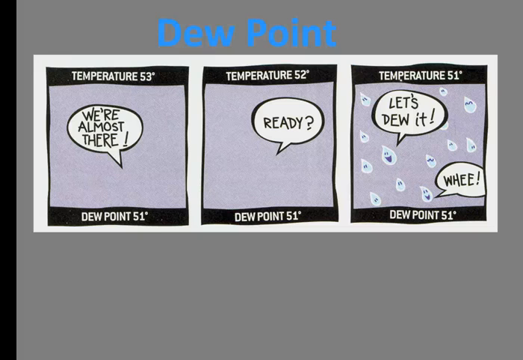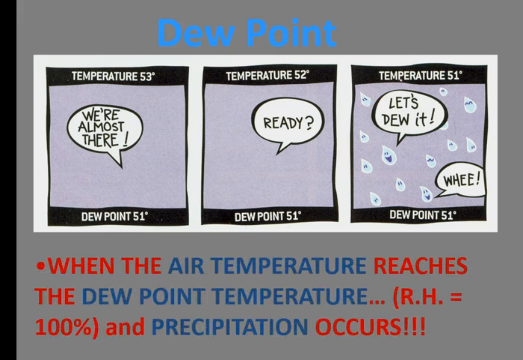Whee! Okay, so here's what you want to take from this comic. When the air temperature reaches the dew point temperature, the relative humidity is at 100% and precipitation occurs. Write this down, star it with big asterisks, make circles, anything that you can to remind yourself of this fact. This is a crucial fact when we look at meteorology.